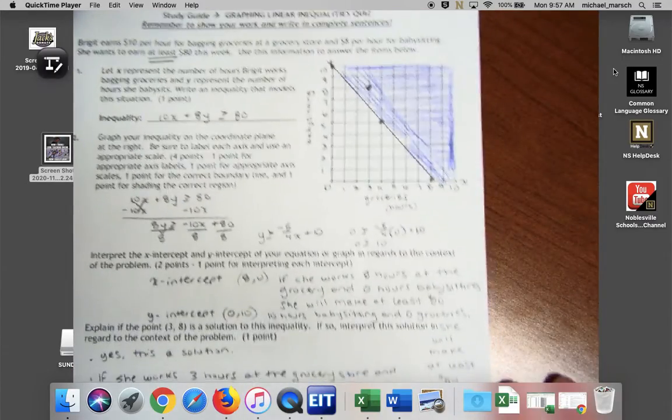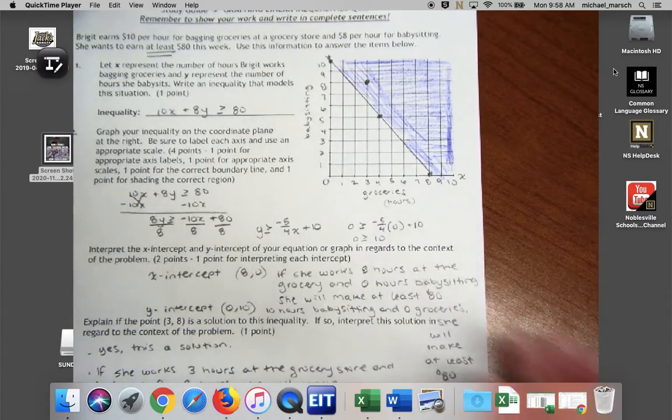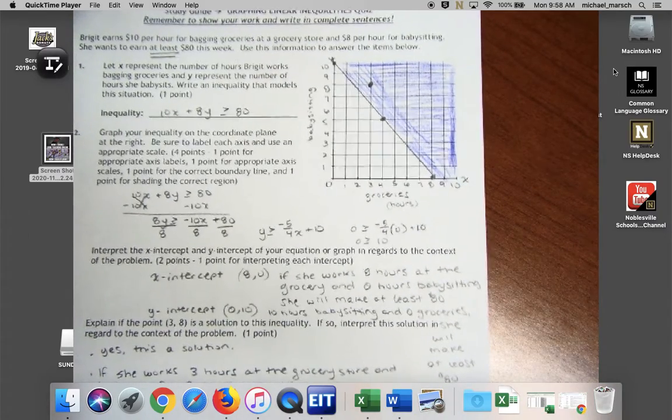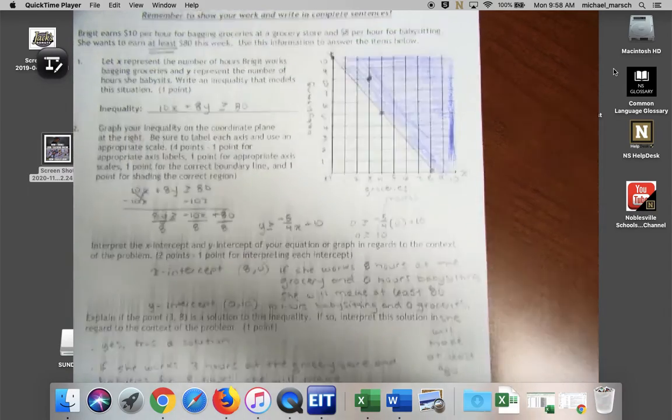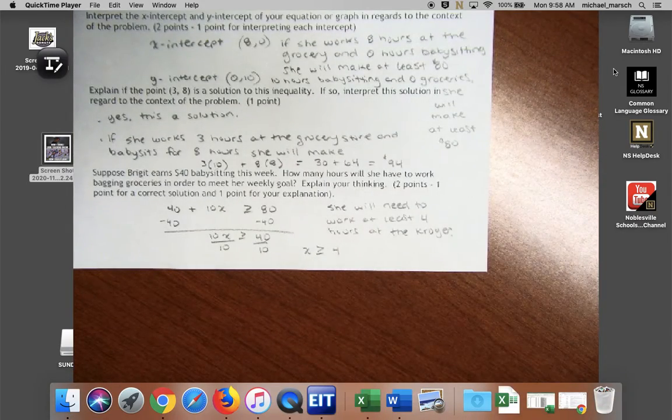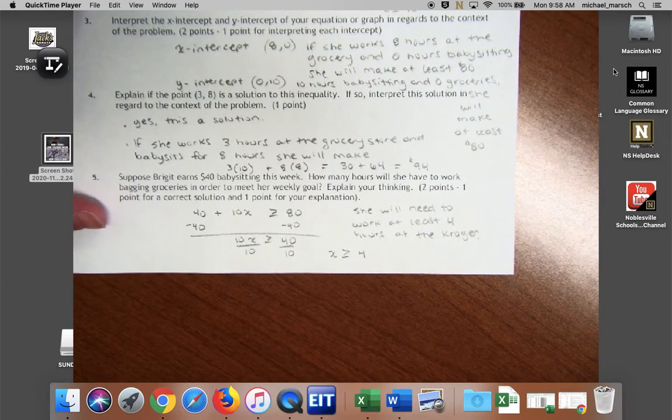So let's see here. Here is the top half. I'll leave it like that for you for a second if you want to pause it. And then here is the bottom if you need to pause that. This is questions 3, 4, and 5.